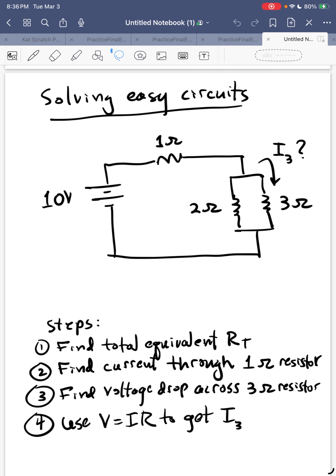Next, what you want to do is find the voltage drop across the 3 ohm resistor. If you know the current going through the 1 ohm resistor, you know how much the voltage drops there, and then you can find out how much the voltage drop here will be. Once you know that voltage drop, then you can use V equals IR to get the current that's going through it, because you'll know the voltage and you'll know the resistance.